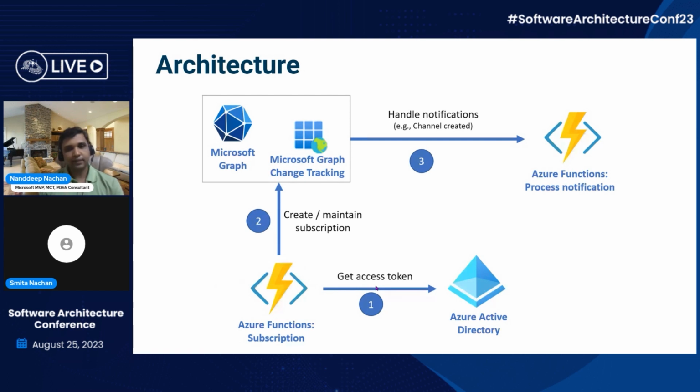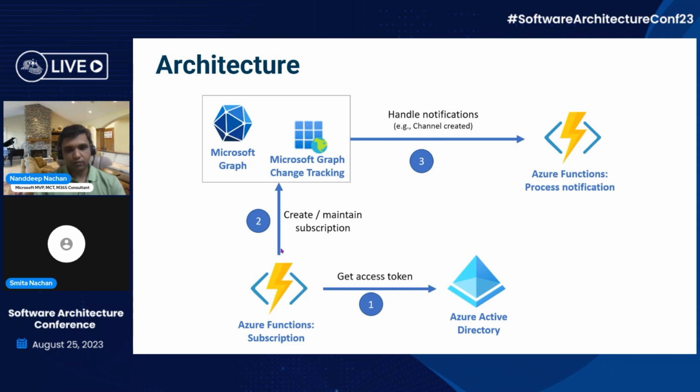So the first thing is that we need to authenticate ourselves, so we'll get that access token. Once we get the access token, we need to have a subscription created. The subscription is like: whenever a channel gets created in Microsoft Teams, I want to get the notification. So obviously there is a subscription that I need, and I'm going to go ahead and create it.